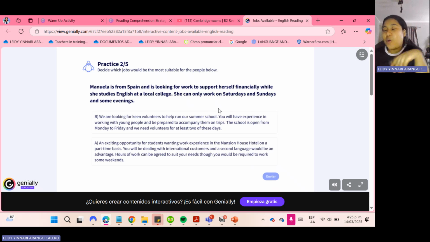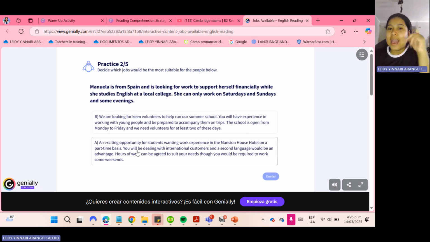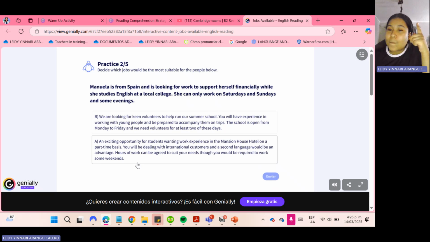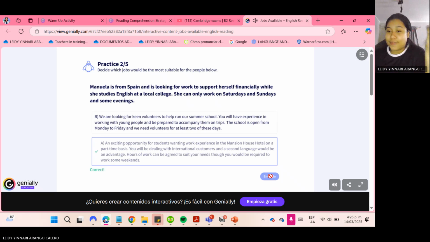If we know what she requires and what she is looking for, we already know that option B is not in the picture, because we know that she is looking for work to support herself financially while she studies. What is she studying? English. And option A, what is it looking for? Somebody that can deal with international customers, so the second language will be an advantage. So this one will fit her easily, right? All right.